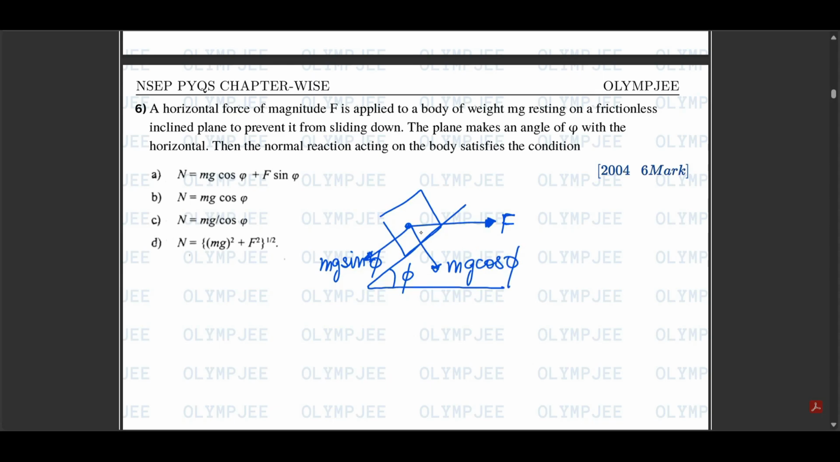and since this is a horizontal force, this angle must be equal to phi, because this angle and this angle are equal. So this will be F cos phi, this will be F sine phi, and normal will be in this direction. So we can directly see that normal is equal to mg cos phi plus F sine phi. So this is correct, and this is a 6 marker question, so this is multiple correct.